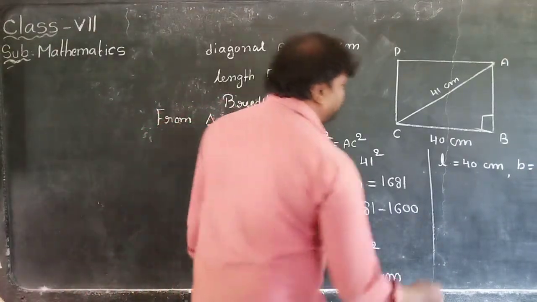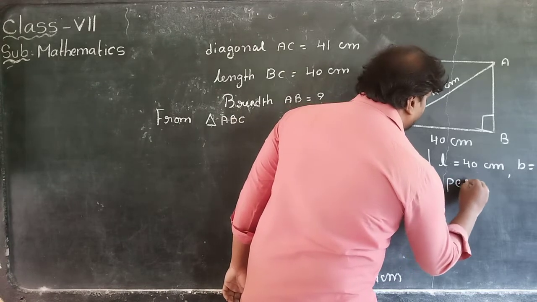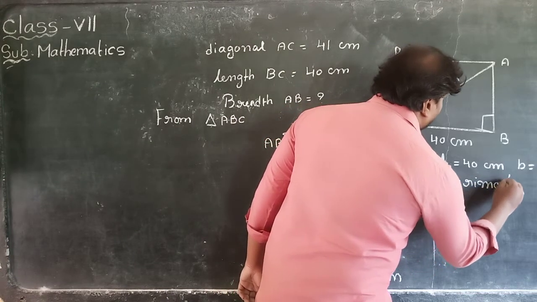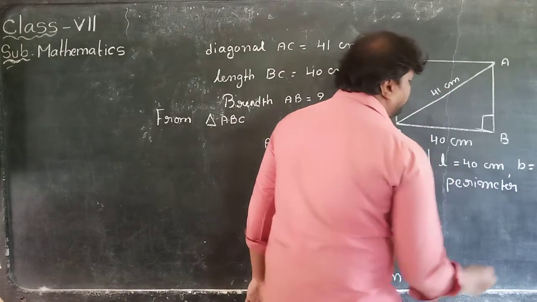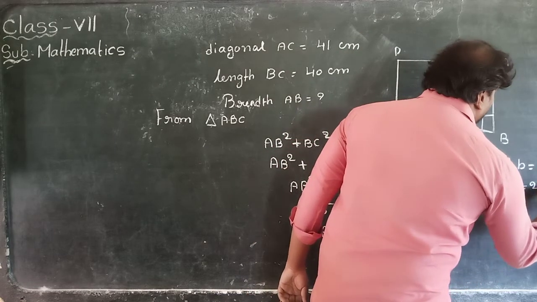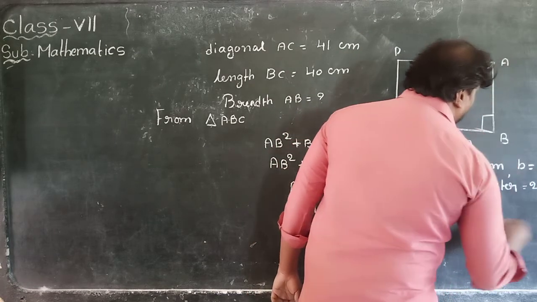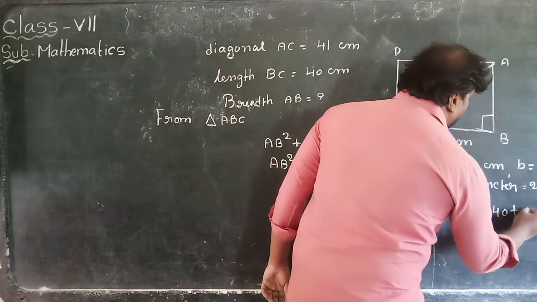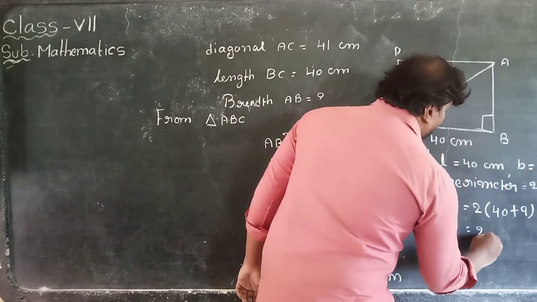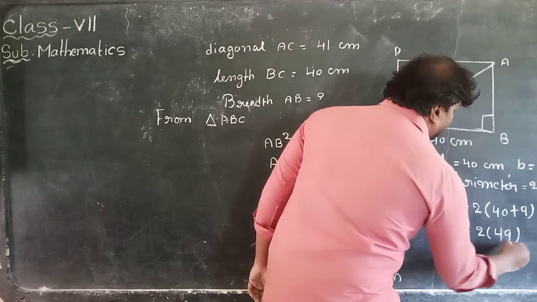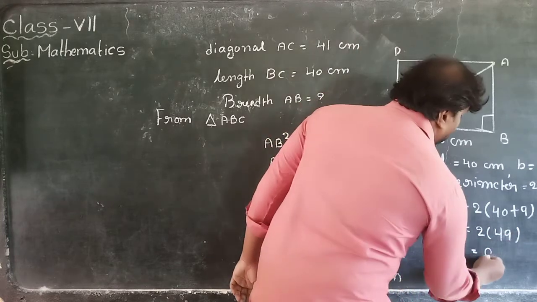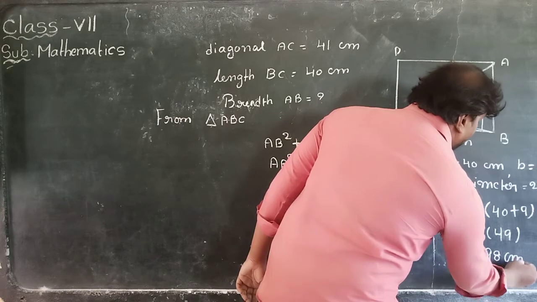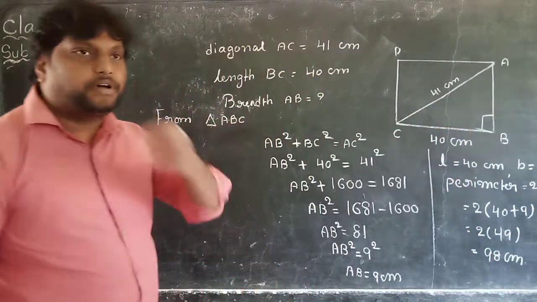What is the perimeter of the rectangle? Formula: 2 into (L plus B), 2 into (length plus breadth). 2 into (40 plus 9) is equal to 2 into 49, 98 centimeter. This is the perimeter of the rectangle.